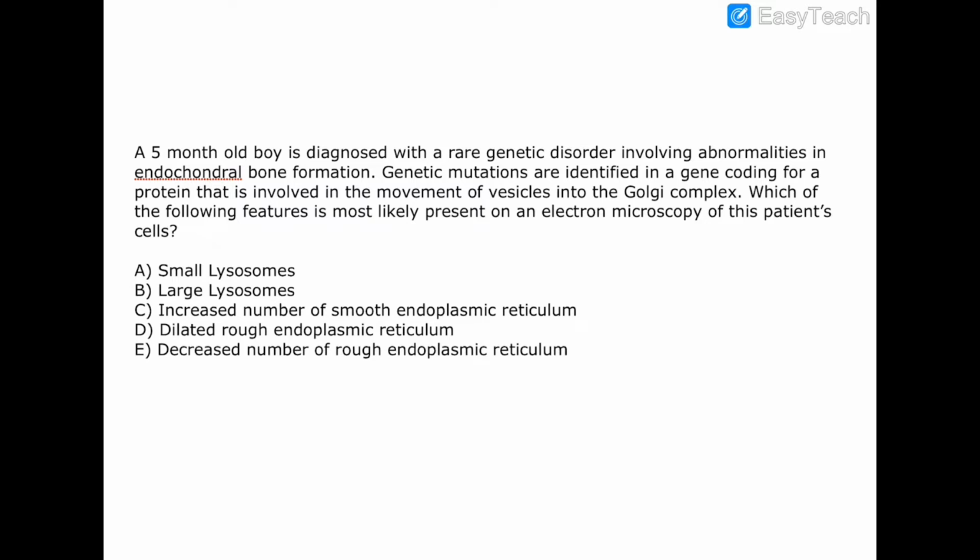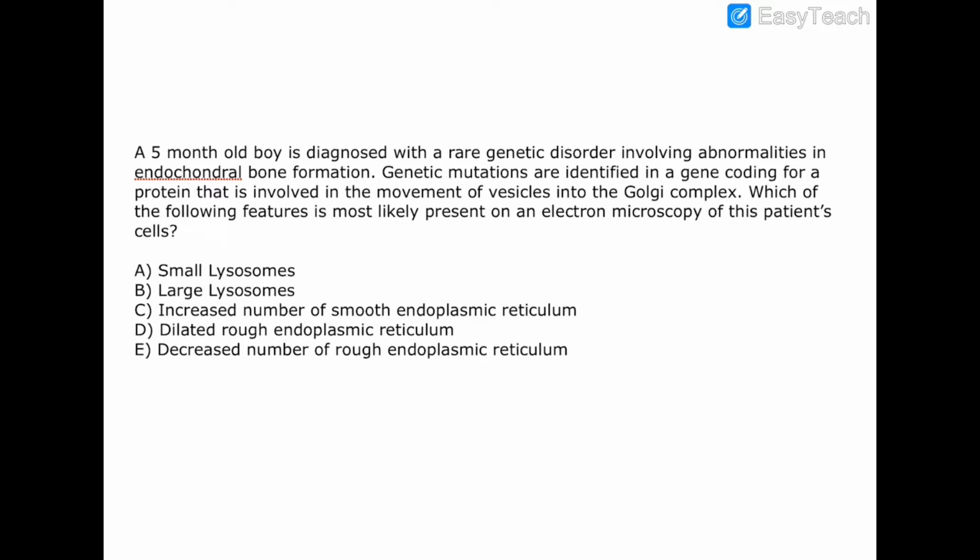We have a 5-month-old boy who's diagnosed with a rare genetic disorder involving abnormalities in endochondral bone formation. Genetic mutations are identified in a gene coding for a protein that is involved in the movement of vesicles into the Golgi complex. Which of the following features is most likely present on an electron microscopy of this patient's cells?